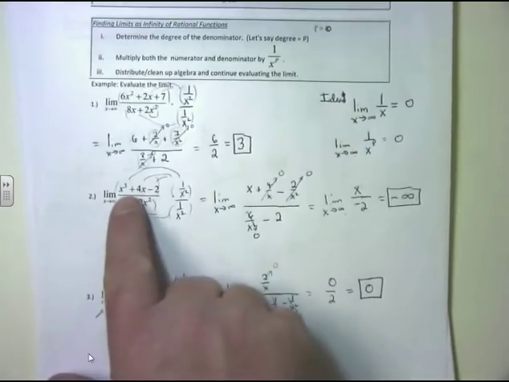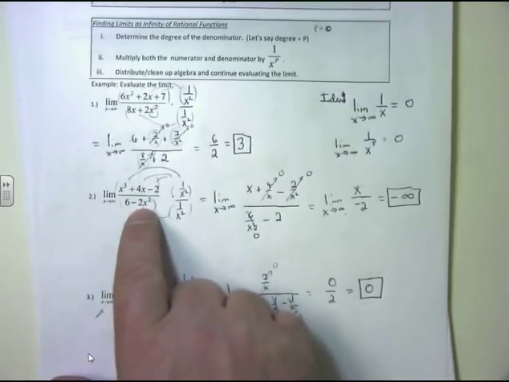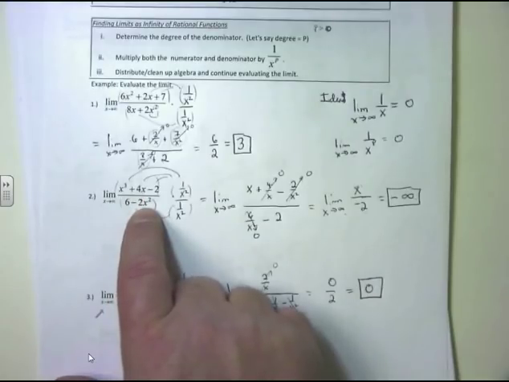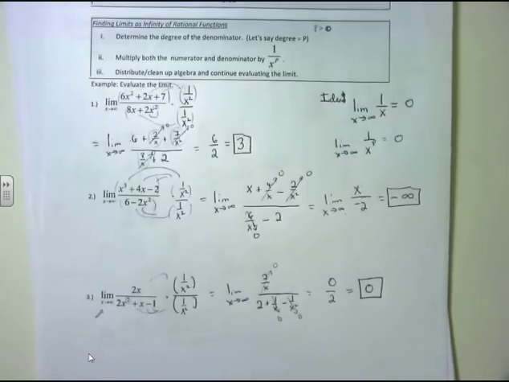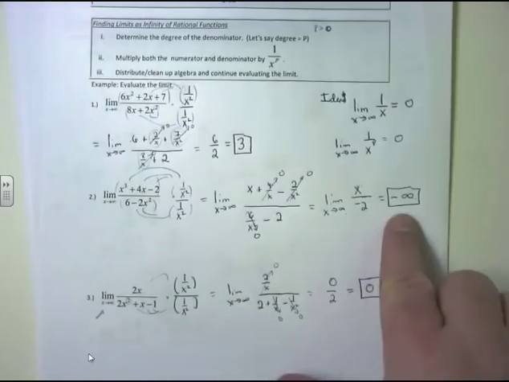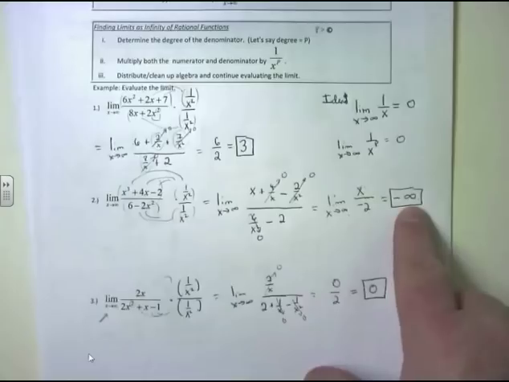The numerator has a degree bigger than the denominator. When the degree of the numerator is bigger than the denominator, you don't have a horizontal asymptote. The answer is going to be either positive or negative infinity in that case. Anytime the degree of the numerator is bigger than the degree of the denominator, the answer is plus or minus infinity. The problem is you don't know which one it's going to be until you actually do the work.